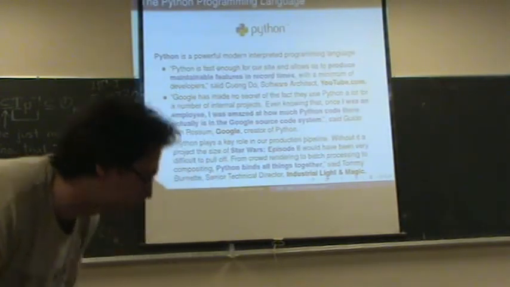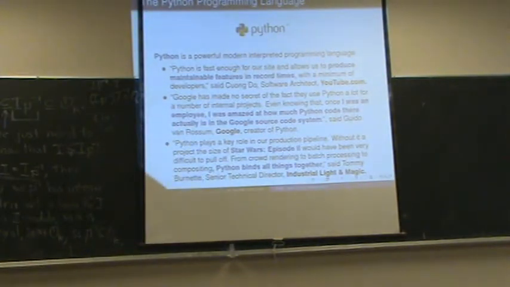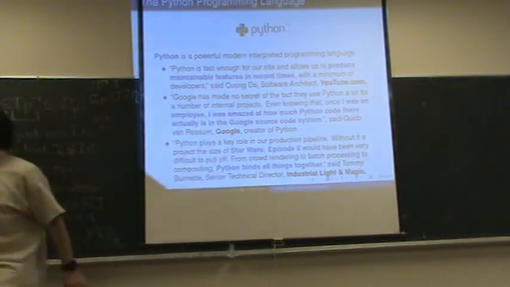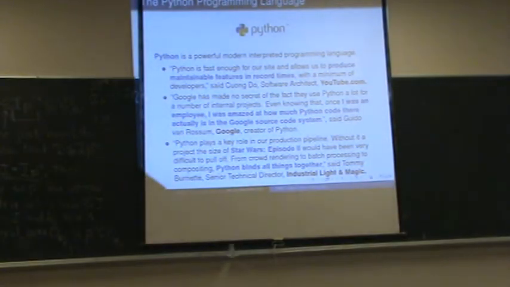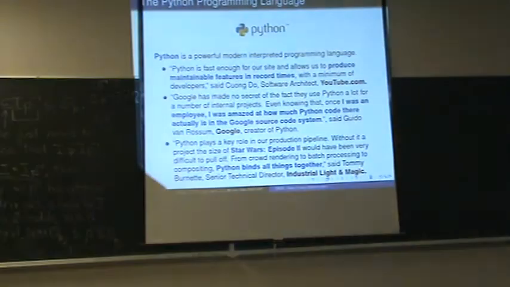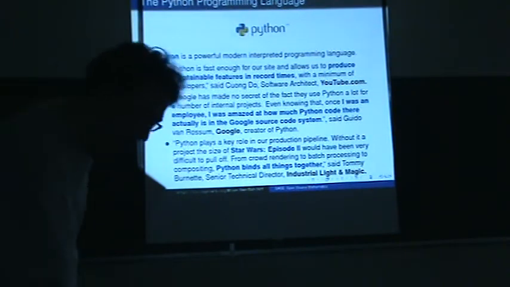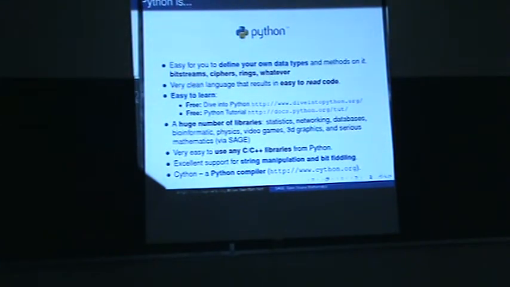Okay, so Google uses Python a great deal, and for better or worse, Python played a big role in the rendering of Star Wars Episode 2. So Star Wars is rendered using Python, partly.